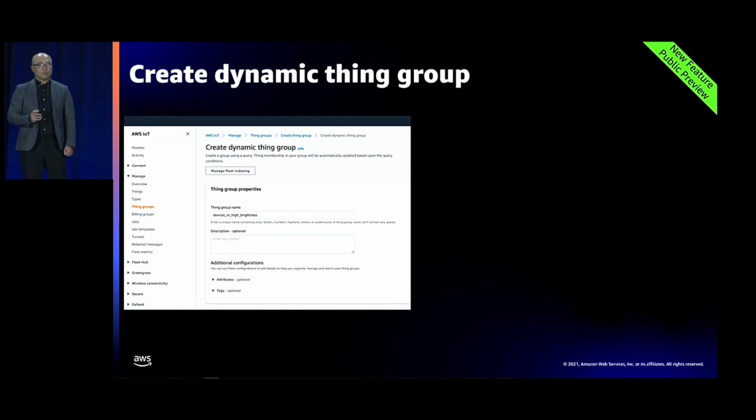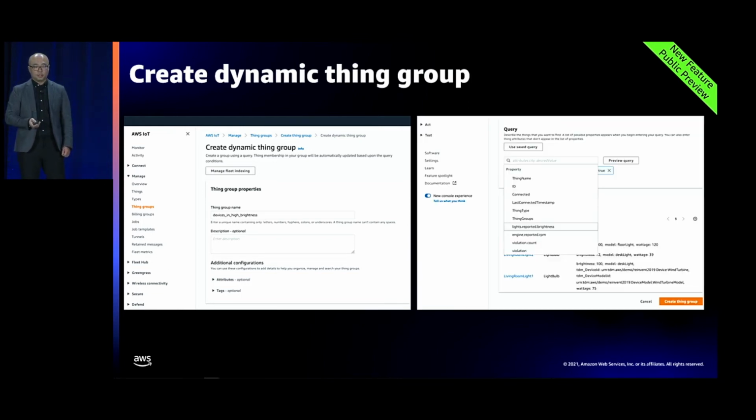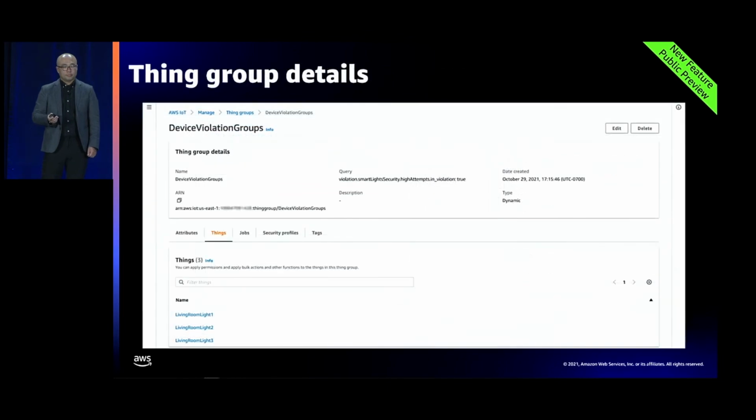Let's create a thing group first. I named it device_high_brightness in the upper section. I chose the light's reported brightness property in the drop-down query field in the middle section. Then I click the create thing group button at the bottom. Now you can see details of the thing group you created in the thing groups page.